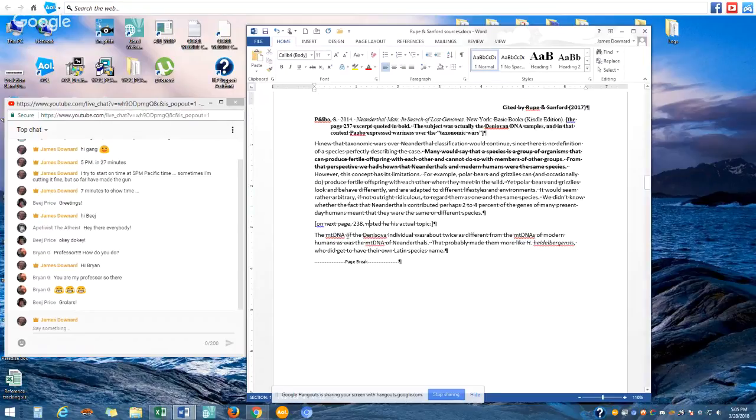He was saying the mitochondrial DNA of the Denisova individuals was about twice as different from the mtDNAs of modern humans as was the mtDNA of Neanderthals. That probably made them more like H. heidelbergensis, who did get to have their own Latin species name. So this was a discussion of taxonomy and systematics, not a layout of a contention that Neanderthals were simply the same species as humans.